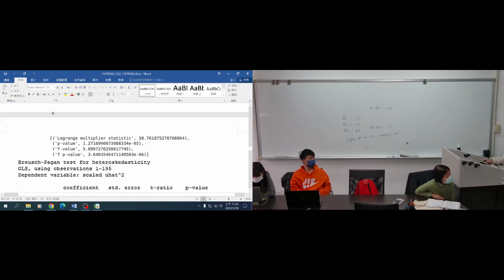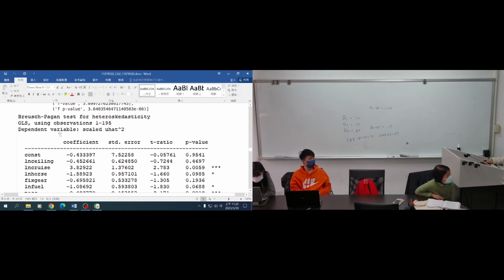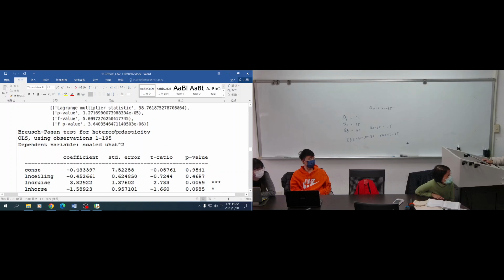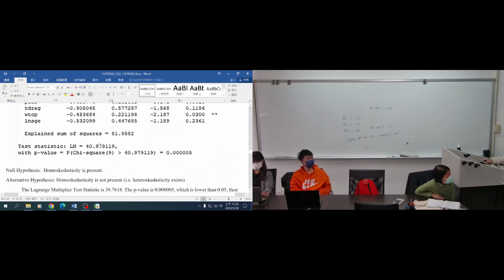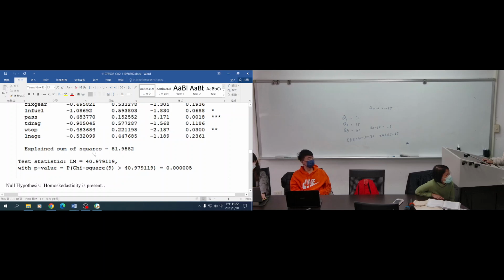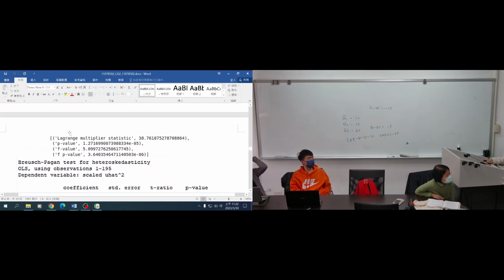So here, this one is from Python, and then this one is from, I don't know, is this Gretl? Yeah, Gretl. So we can see that the p-value here is 1.27, and it's almost the same as the p-value here. But the test statistic is 40.97, but here it's 38.76. Yeah, it's only a little bit different.